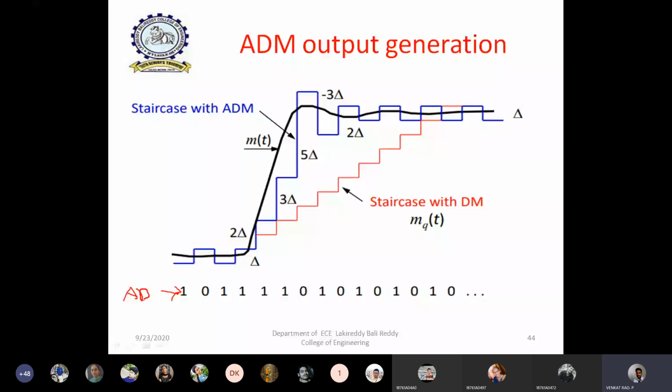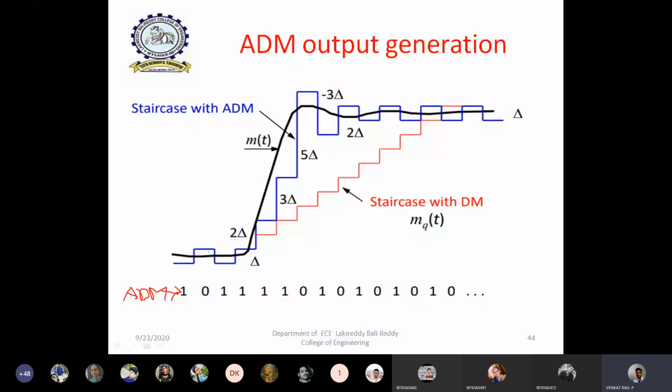Because how one is coming here, when we compare the input signal with the previous value of the staircase waveform, since the input is greater than the previous value, so the difference is positive, output is plus delta, that is binary 1. Again, if you observe that here input is less than the previous value of the staircase waveform, so that's why you are getting 0.